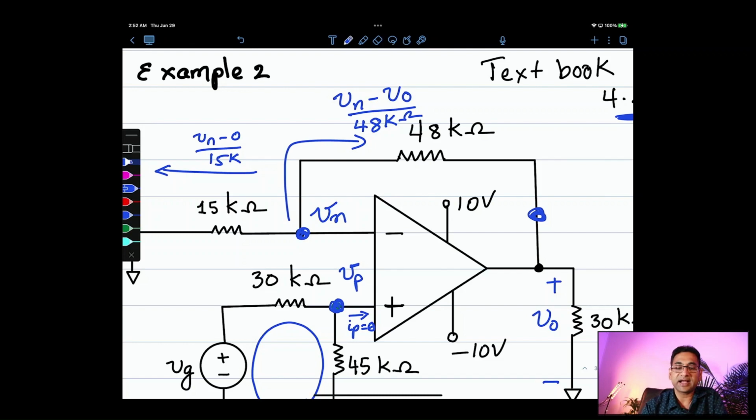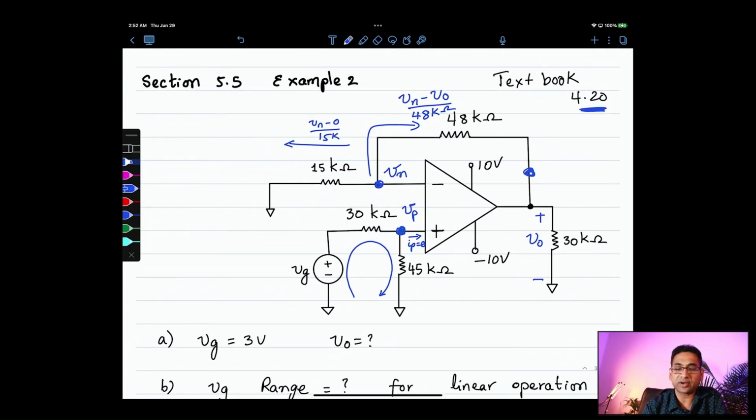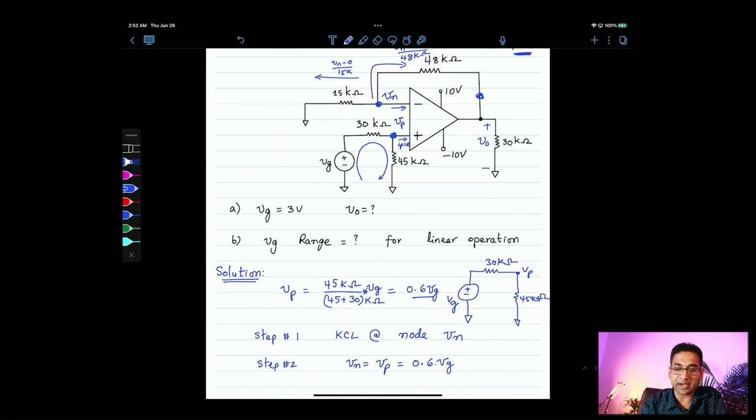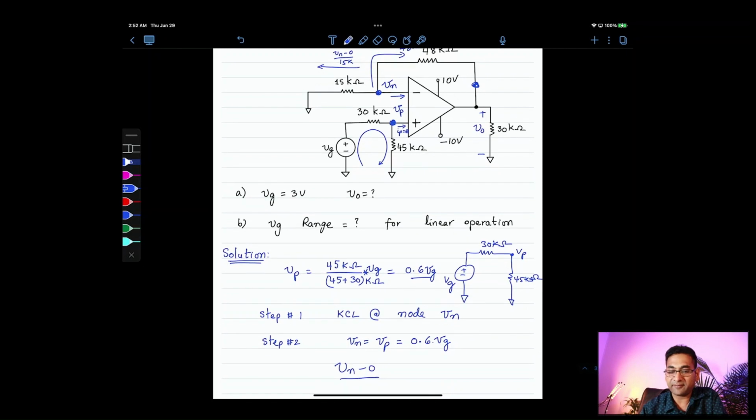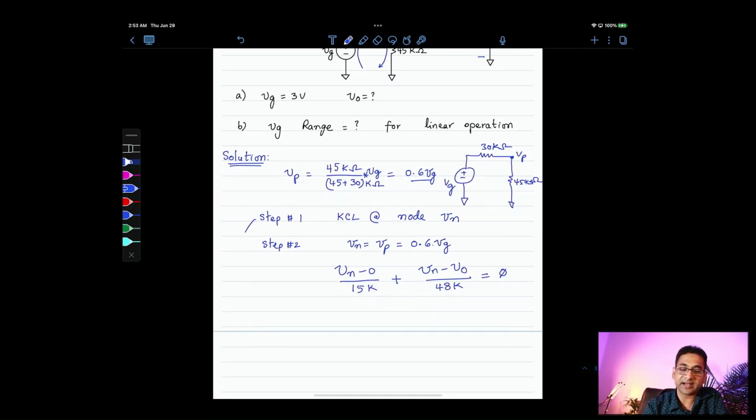Okay, let's plug that in. There is no current flowing here; the current flowing here is 0. So let's write them out: Vn minus 0 over 15k, plus, do you remember the other expression, Vn minus Vo over 8k, all of that turns out to be 0. So that is the application of KCL at node Vn.